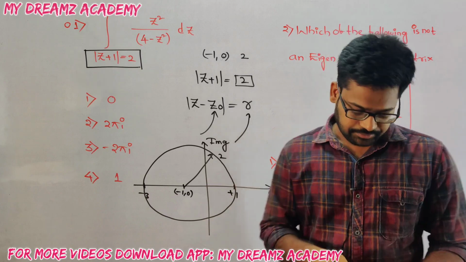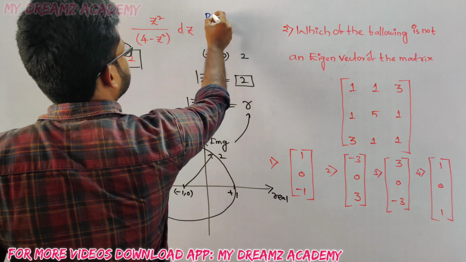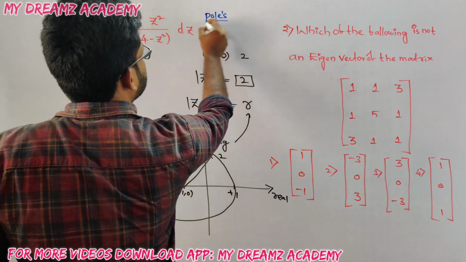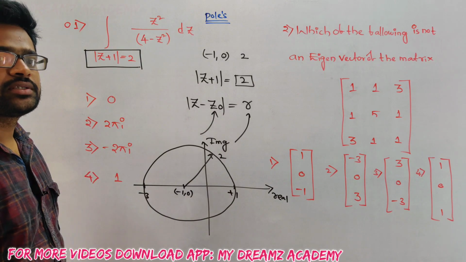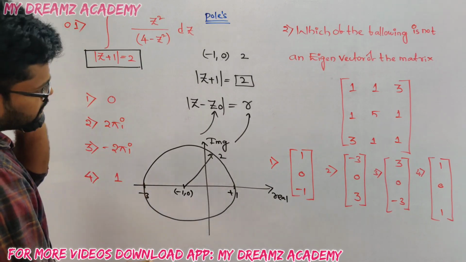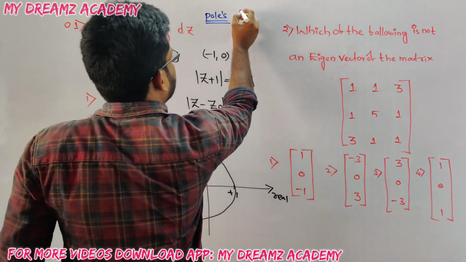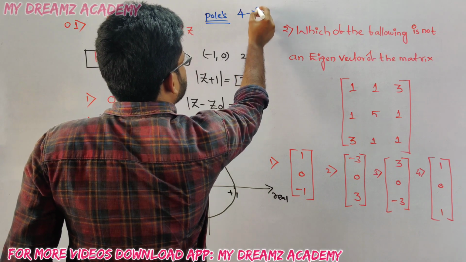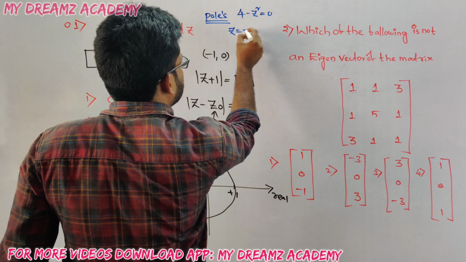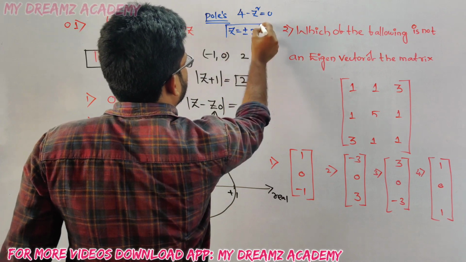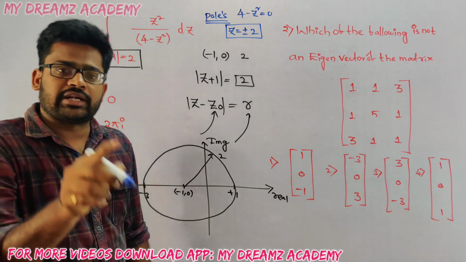The first step is to draw the circle. Next, the second step: poles. Find the poles. How can we find the poles? By using the denominator of the function. The denominator of the function is 4 minus z square. Make this equal to 0. So z equals plus or minus 2. So we have two poles, one pole at plus 2, another pole at minus 2.